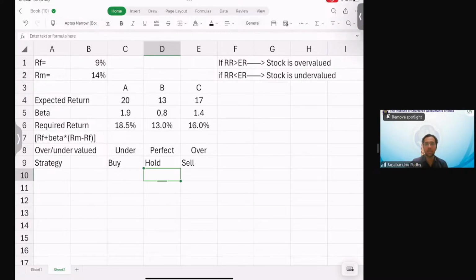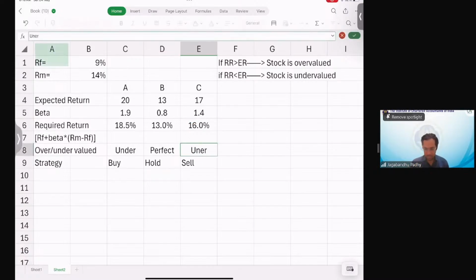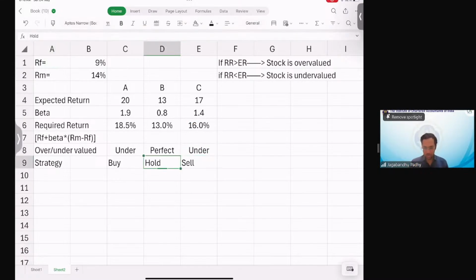Yes, Abrakesh. Sir, in case of C, the 16% required return is less than the expected return, no? So again, it is also undervalued. Yeah, the required rate is 16%, it's also undervalued. My bad. So this is also going to be a buy strategy because 16% is what you need, whereas the stock is going to give you 17. The stock is expected to give you a return more than your requirement, and it's obviously going to be undervalued. And the strategy will be buy.